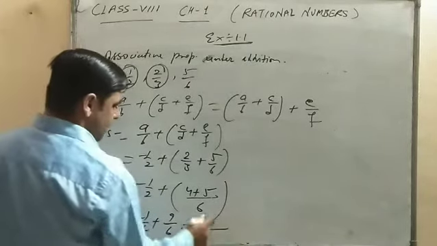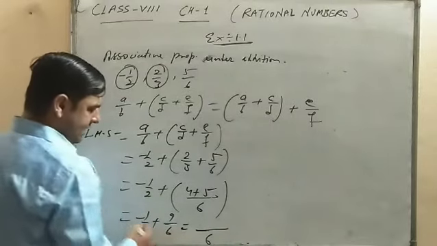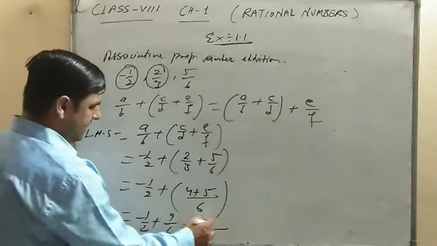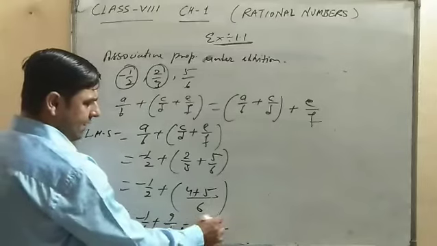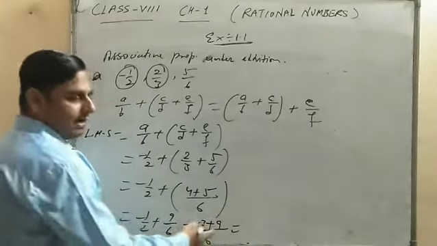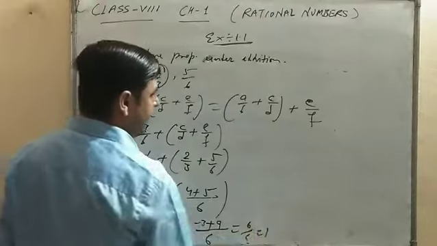So now the next LCM is 6. 6 by 2, 3, minus 3. 6 by 6, 1, 9 1s are 9. 9 minus 3, 6. 6 upon 6, that means 1.